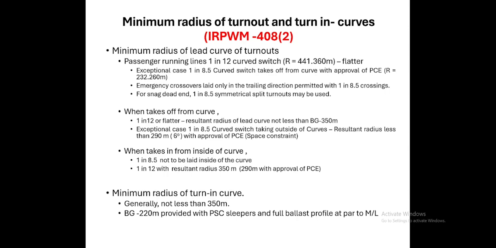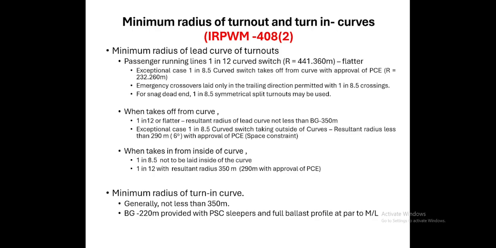But 6 degree normally, 350 meter means actually it is 5 degree. Up to 5 degree, it's okay. But if it becomes sharper further, if it becomes 6 degree, then we have to go for the approval of the principal chief engineer. But beyond that, we should not provide sharpness. We should not provide that resultant radius. We must ensure like that.